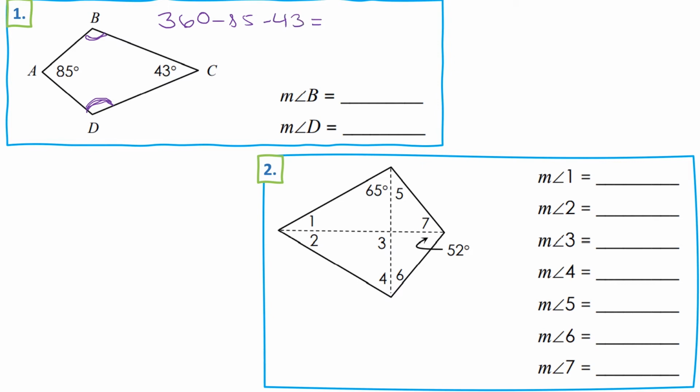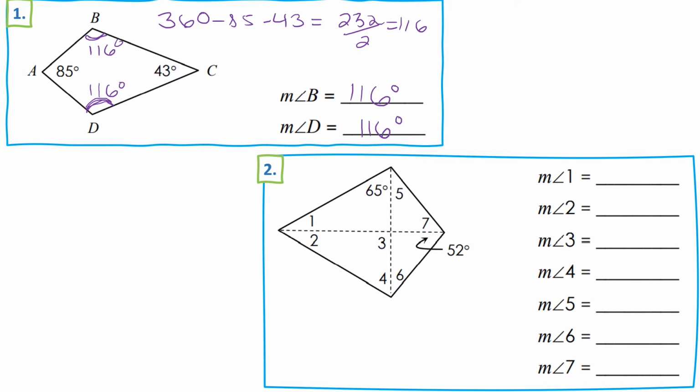And that gives me 232. And then I simply divide by 2 because B and D would have to be congruent. So that gives me 116. So angle B is 116 and angle D is also 116 degrees. All right. Let's look at number 2 here.